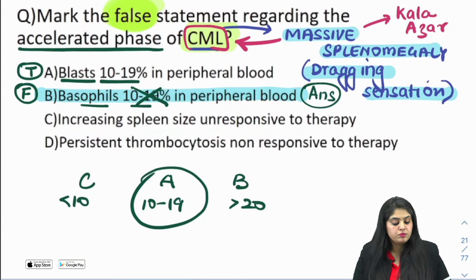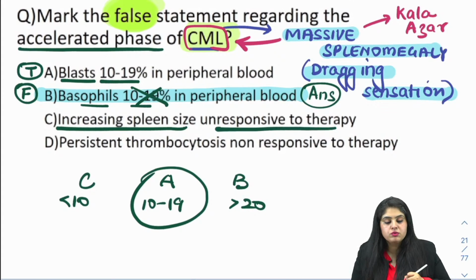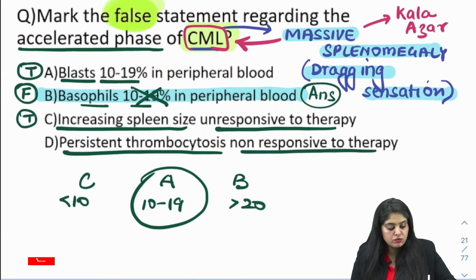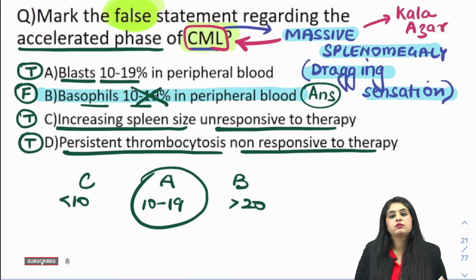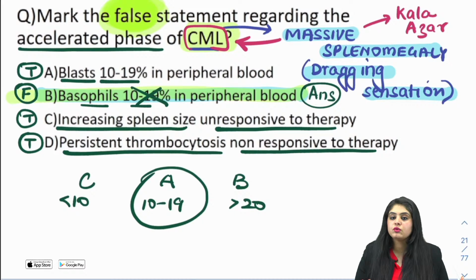Let us read the other options. Spleen size is very large and nothing is responding to treatment. Ma'am, that is correct. We just studied. Platelet count is very high, not responding to treatment. That is also correct. So the wrong statement was asked, and the wrong statement is option number B. I hope that is okay with everyone.